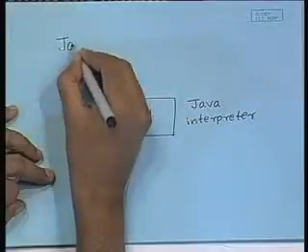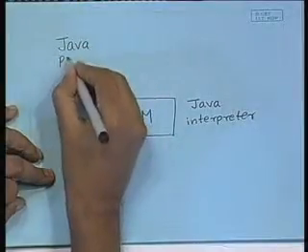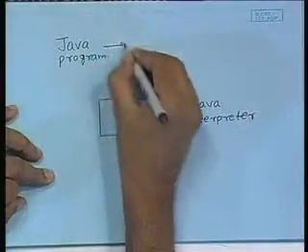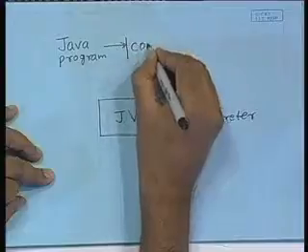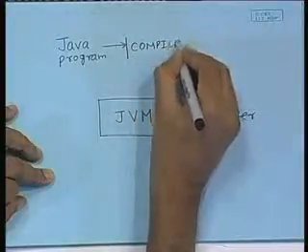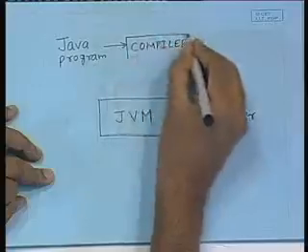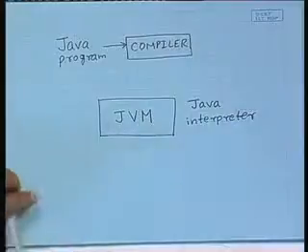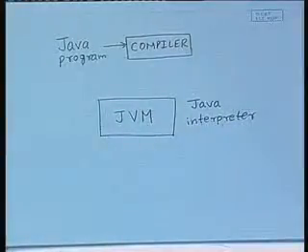It is something like this. Suppose you have a Java program out here. The Java program you feed to the Java compiler. Now, here again this compiler works in a slightly different way, because the compilers that we are normally familiar with translate a high level language program into target machine code which can be directly executed on the machine.